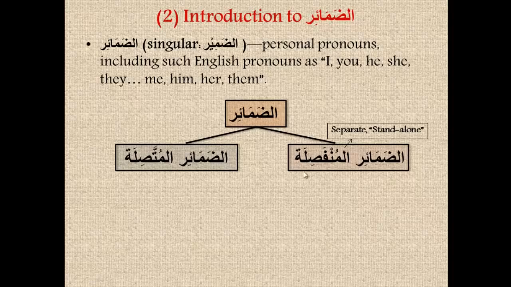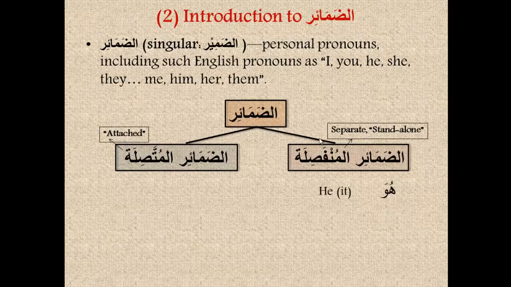Al-Dama'ir al-Munfasila are what I would call standalone pronouns. These are pronouns that are not attached to any other word. They exist as standalone units. In contrast, Al-Dama'ir al-Muttasila are attached pronouns. That's what the word al-Muttasila means. These are pronouns that are joined or annexed to other words. So I have some examples here.